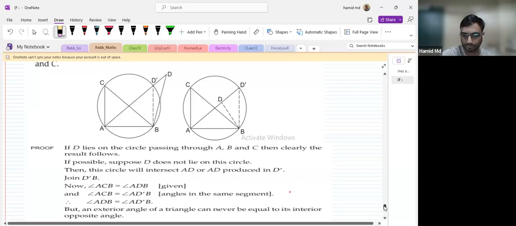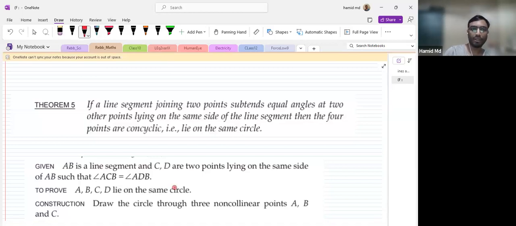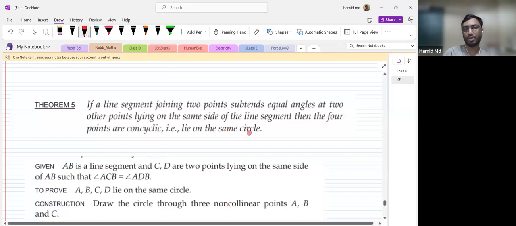Just a minute. We'll begin from the beginning. If a line segment joining 2 points subtends equal angle at two other points lying on the same side of the line segment, then the 4 points are cyclic, that is, on the same circle. So in the theorem, it is said that if a line segment joining 2 points subtends equal angle at two other points on the same side of the line segment, then the 4 points are cyclic.